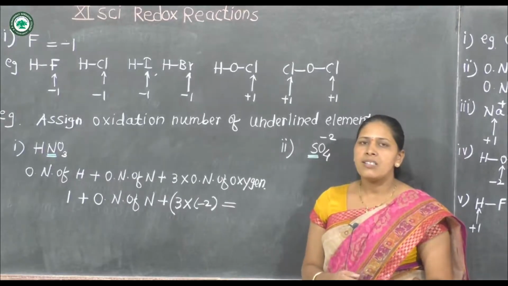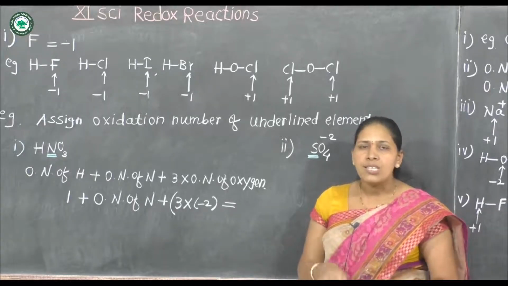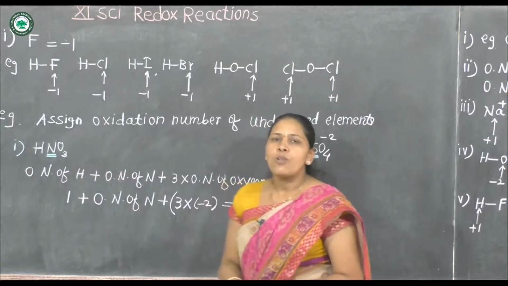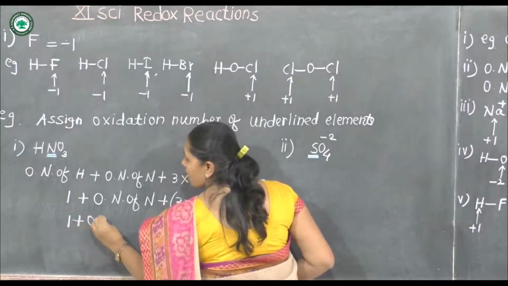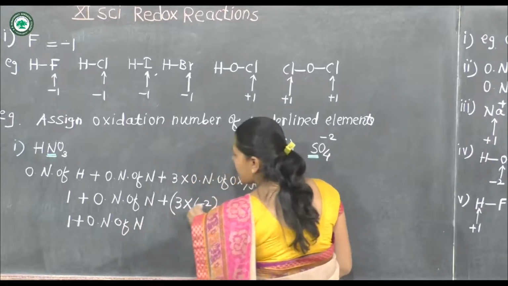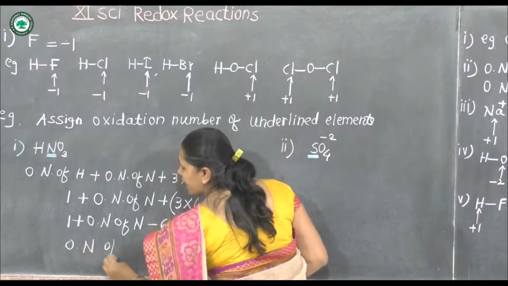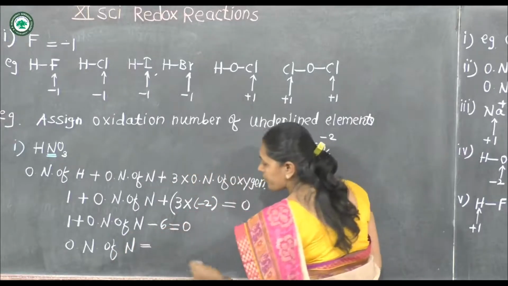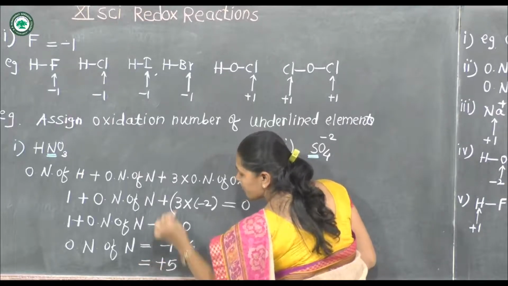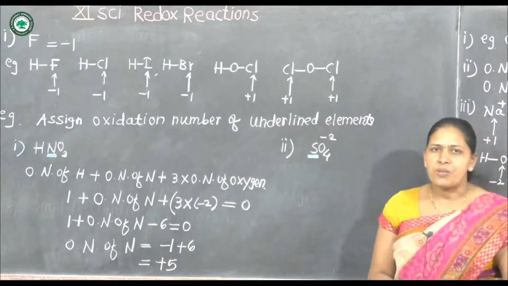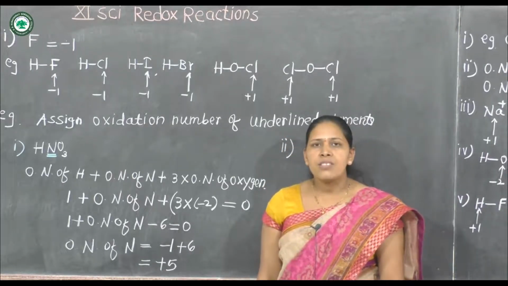according to rule number 7, the algebraic sum of oxidation numbers of all atoms in a neutral molecule is equal to 0. This is a neutral molecule, therefore it is equal to 0. By solving this, 1 plus oxidation number of nitrogen, 3 multiplied by minus 2 is equal to minus 6, is equal to 0. Therefore, oxidation number of nitrogen is equal to minus 1 plus 6, which is plus 5. Oxidation number of nitrogen is plus 5. It should be noted that oxidation number is always denoted by either plus or minus.